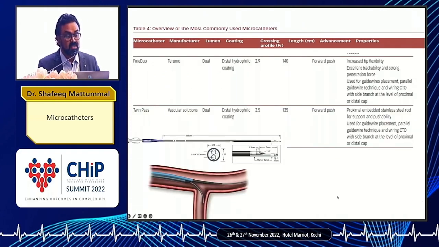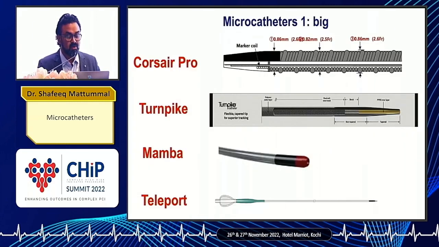Dual lumen catheters are Twin Pass, Fine Duo and Sasuke. Here there are two lumens, and nearly 7 millimeters proximal from the distal tip you have another exit of lumen where you can take the second wire and do selected cases of CTOs and bifurcations.